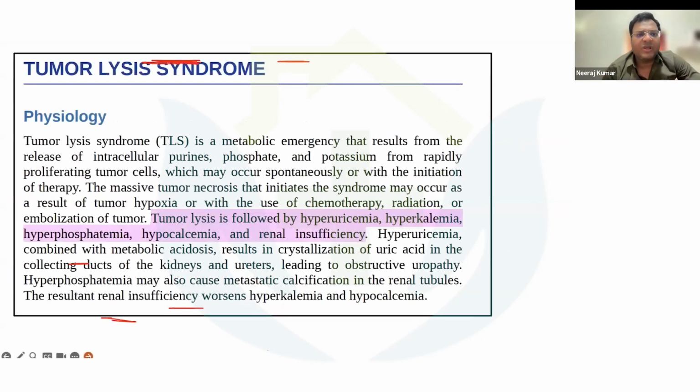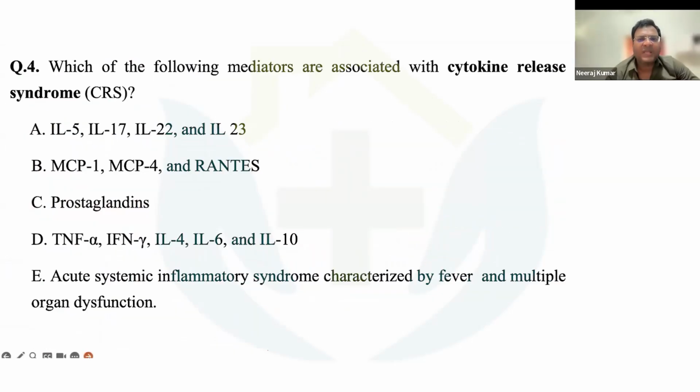Okay. Now coming to the next question. This question is directly taken from the Irwin and Rippe book: which of the following mediators are associated with cytokine release syndrome? You have to mark the true statement. Which of the following mediators are released in CRS? Okay, one liner.